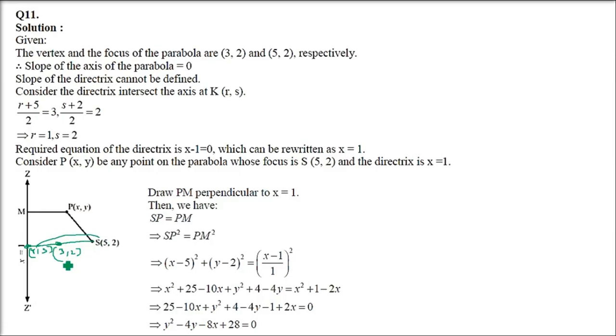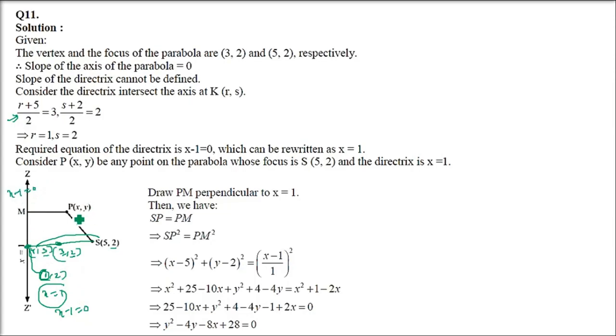The vertex is given in the question, it's 3 comma 2. So you can use the midpoint formula. R and S you can find. R plus 5 by 2 is 3 and S plus 2 by 2 is 2. So R is 1 and S is 2. This point where the axis intersects the directrix is 1, 2. So y-axis parallel means you will only take the x term. X is equal to 1. This is the equation of the directrix. A line drawn from this point which is parallel to the y-axis is only x equals 1. So x minus 1 equals 0 is the equation of the directrix.